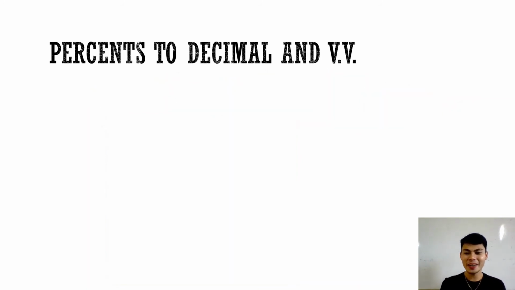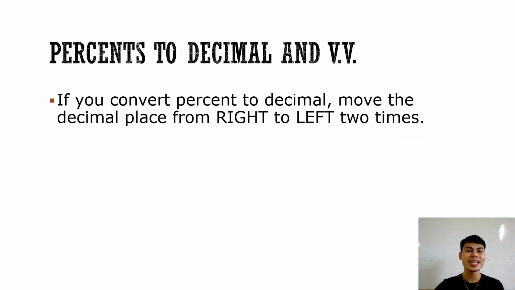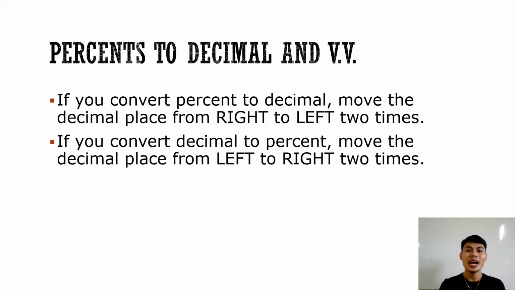So, ang question now is, how do we convert percents to decimal or vice versa? Okay, let's have first percents to decimal. Pero we have here the two rules. If we convert percent to decimal, we move the decimal place from right to left 2 times, okay? Yung may dot, decimal kasi yun, di ba? Example, move the decimal place from right to left 2 times.